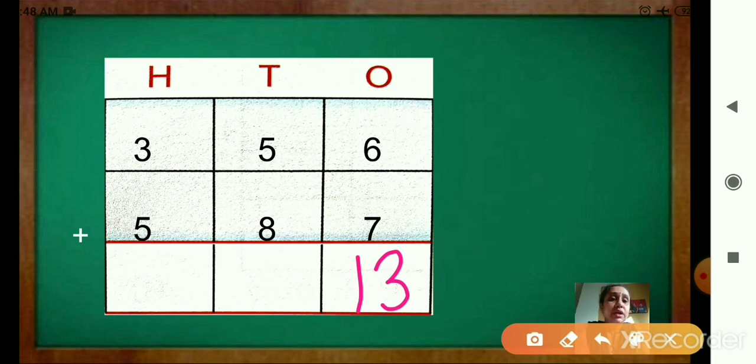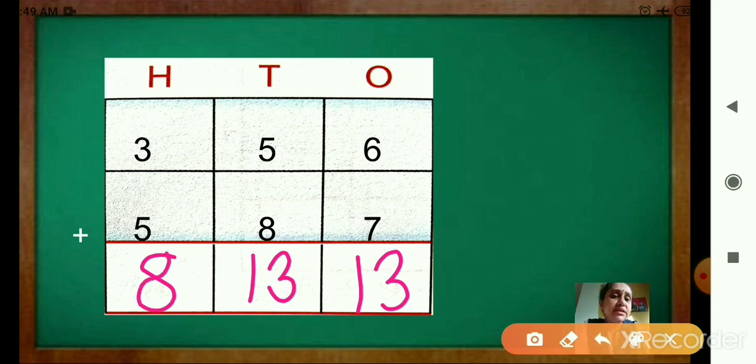Okay. Now next, what will we be doing? We will be adding the numbers 5 plus 8, that is in the tens place. So again, 5 plus 8. It is 13. Now come to the hundreds place. We will add which numbers? 3 plus 5. So we got 8 here.